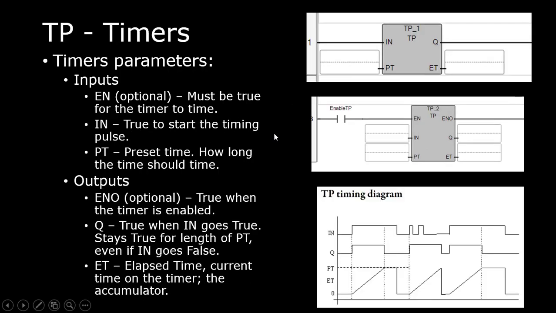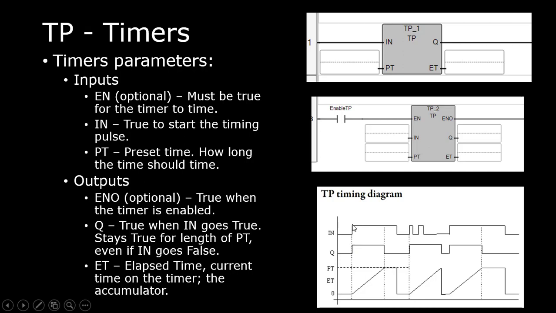The TP timer, or the pulse timer. This one is not available in the Studio 5000 software. It has an input, a preset time, a done bit Q, and an elapsed time. But this is basically a TON timer that functions in a very special way. Let's take a look at this timing diagram.